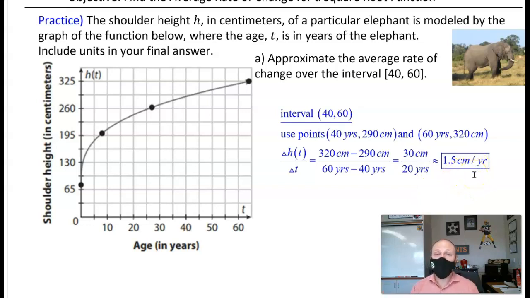Ask yourself, did you use the units? Did you have centimeters per year? If not, make sure you use that. Units are important when we're dealing with context. And then again, some people ask, where do you even get these values? Again, you're just estimating the value of the point with your y-axis, right? So at 60, it looks like it's right here. So that height would be approximately 320.